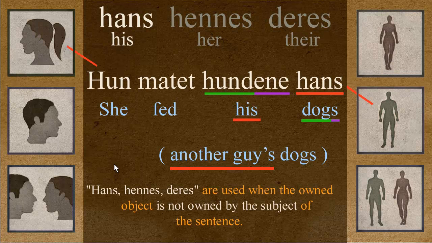hennes, and deres. And so here's that same sentence, hun mattet hundene hans. Okay, now you can see she fed another guy's dogs. You know, it's another guy. And you would know this anyway, but what if it was han mattet hundene hennes, right? Then you would know it's another lady's dogs that she was feeding. And hans, hennes, deres, they're used when the owned object is not owned by the subject, right? Typically, the subject is going to be the first thing in the sentence in Norwegian.